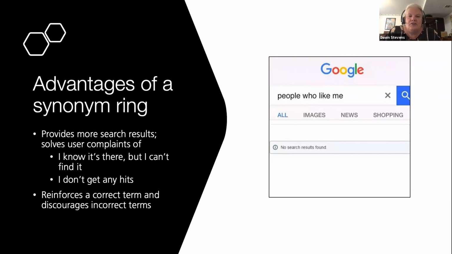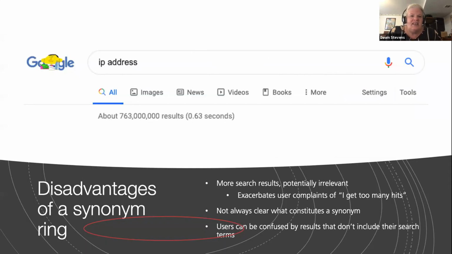It does also, because they might enter a synonym, but it takes them to content that then uses the preferred term that you would like them to be using. It will reinforce that correct term, and ultimately then they'll learn that vocabulary that you want them to use. Now, the disadvantages is that there are more search results, right? It's an advantage. It's also a disadvantage because we may get some potentially irrelevant things. And it could be the opposite complaint: I get so many hits and I don't know how to filter through them.